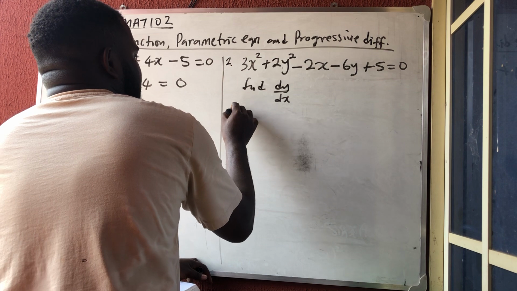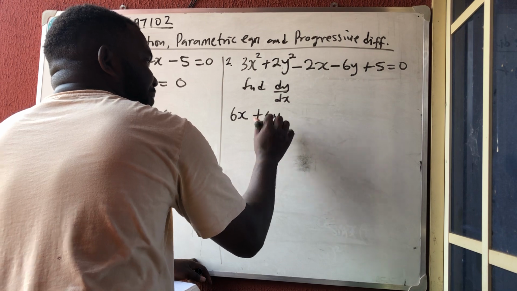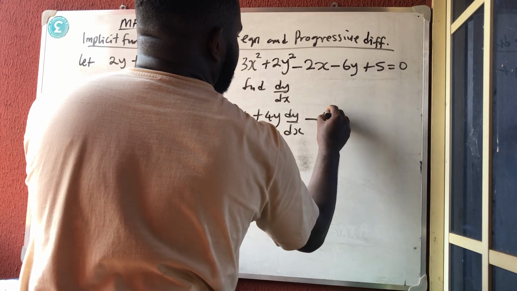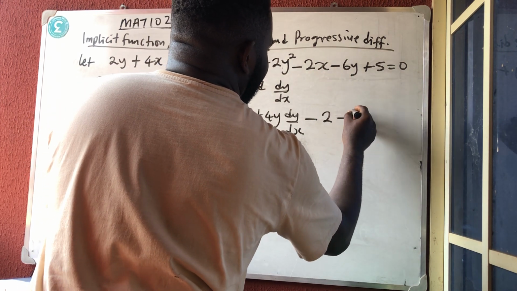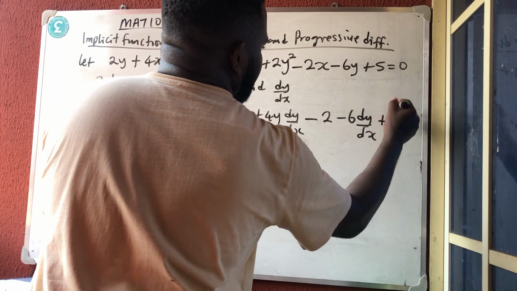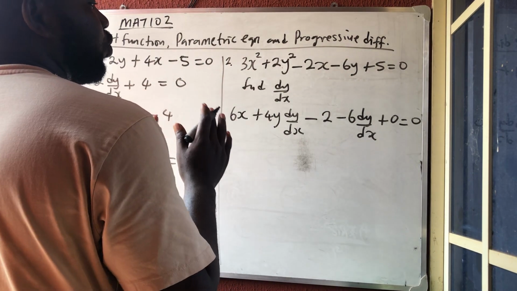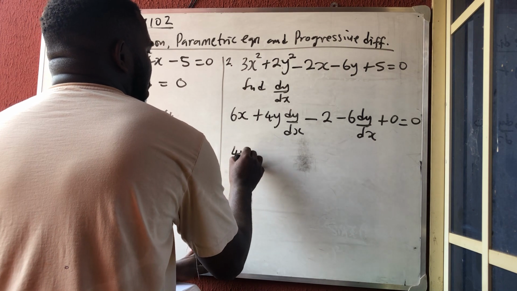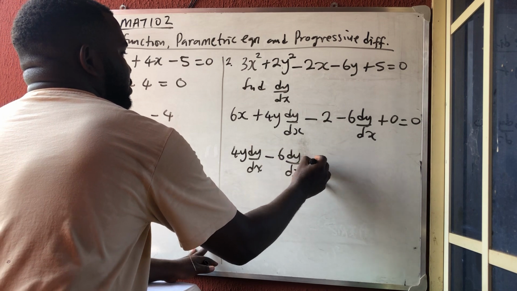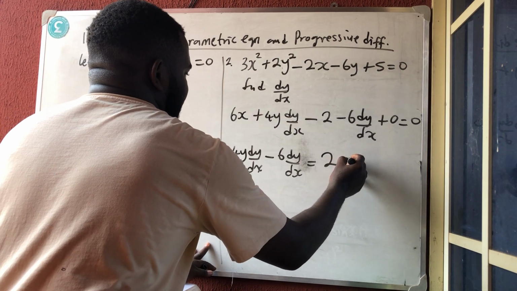Differentiation of this one will give me 6x. Differentiation of this one will give me 4y, because it is y I'm differentiating, I'll put dy/dx. Minus, differentiation of 2x is 2. Differentiation of this one will give me minus 6, but since it is y, I must put dy/dx. Plus, differentiation of 0 is 0. And differentiation of 5 is 0. Any constant is 0. So now, bring all the dy/dx to one place. So I'm going to have 4y dy/dx minus 6 dy/dx is equal to, 2 crossing over, minus 2, I'm having 2.